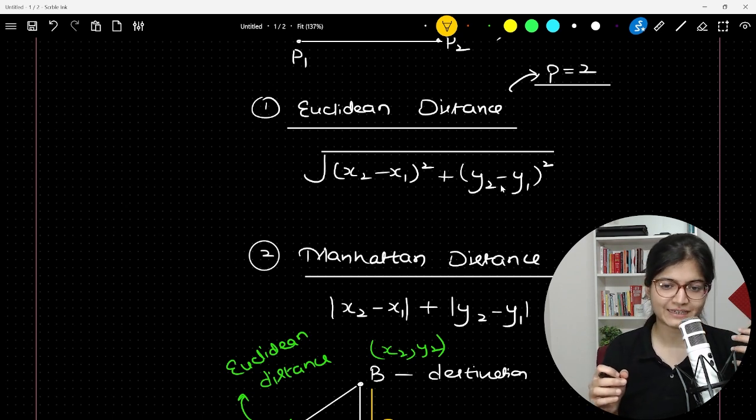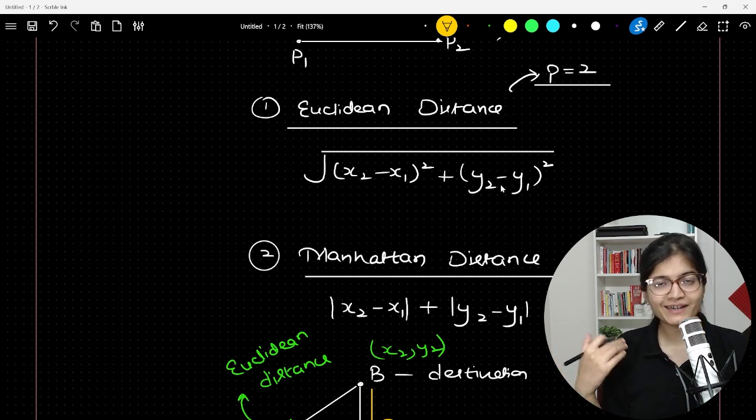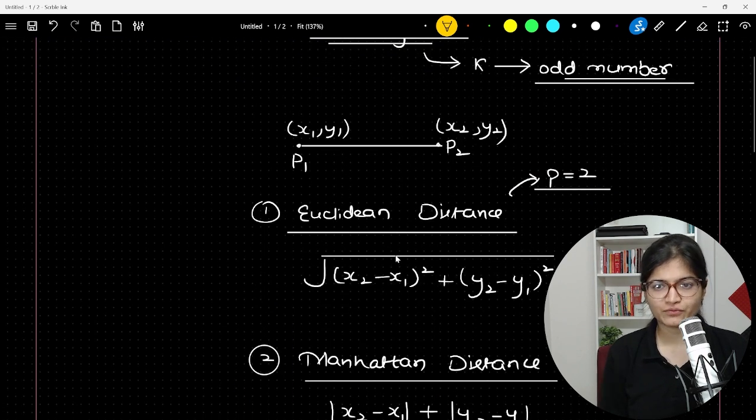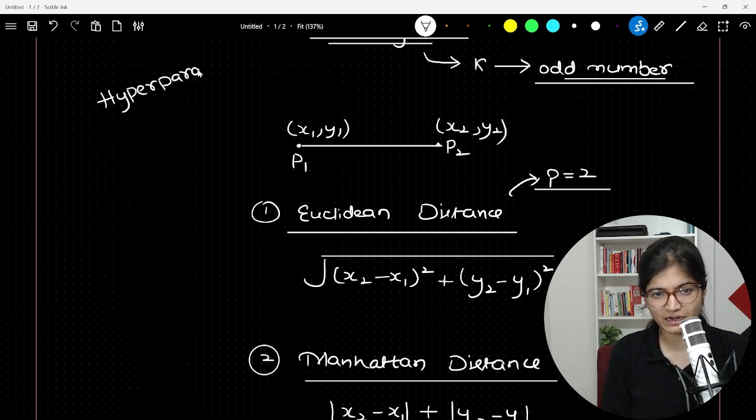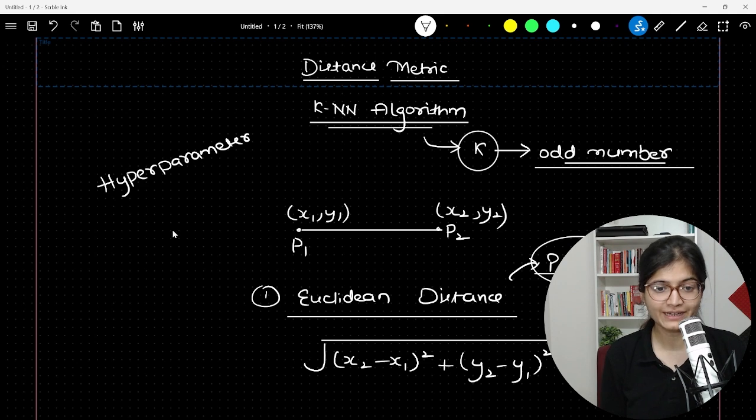It might be the case that for a few data points, Manhattan is a good metric. For other data points, Euclidean is a good metric. So there comes another module which we will discuss in the upcoming part of the course, called hyperparameter tuning. Whenever I'm talking about any parameter, for example in the KNN algorithm, this value of P is a parameter, right? This value of K is also a parameter, right? So these are called hyperparameters.